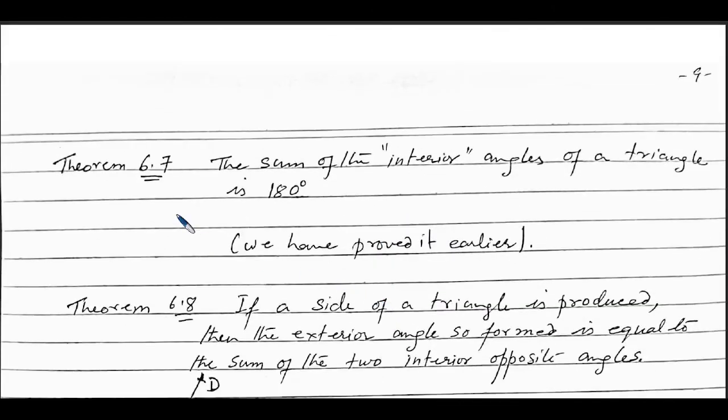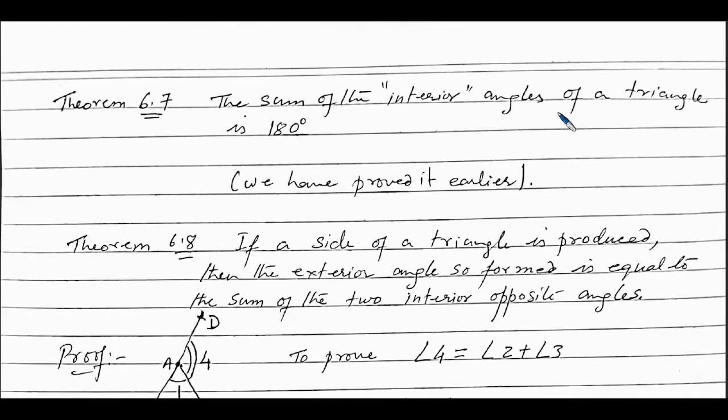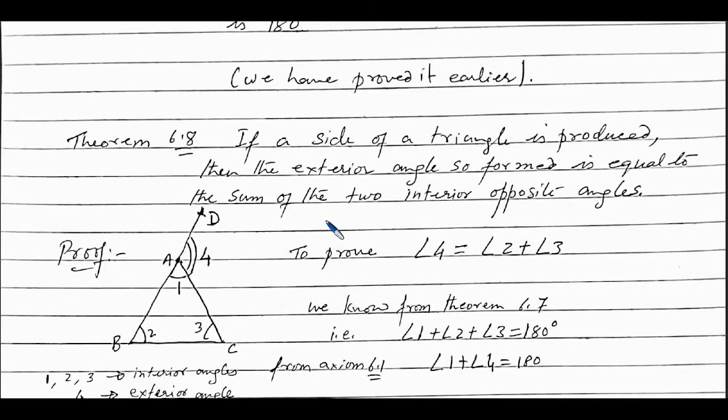Okay, now theorem 6.7: the sum of interior angles of a triangle is 180. We have proved it earlier. Okay. Theorem 6.8 says if a side of a triangle is produced, okay, I have taken the word from your textbook, it is extended actually. If one of the sides is extended, then the exterior angle so formed is equal to the sum of the two interior opposite angles. What it is saying is that if I extend one of the sides of the triangle, then you have an exterior angle. This is called the exterior angle. Angle 4 is the exterior angle, which is nothing but angle 4 equal to angle 2 plus angle 3, the sum of the angles. How do you prove it?